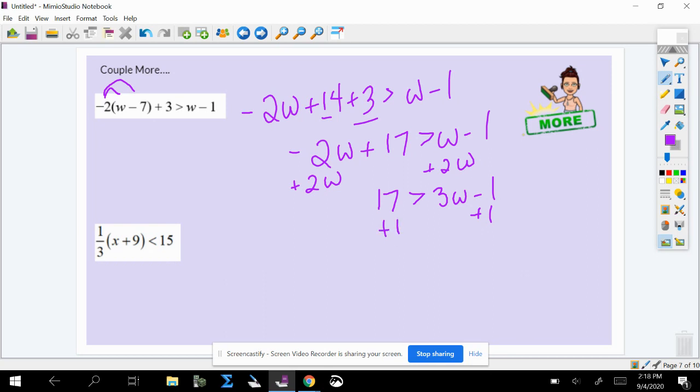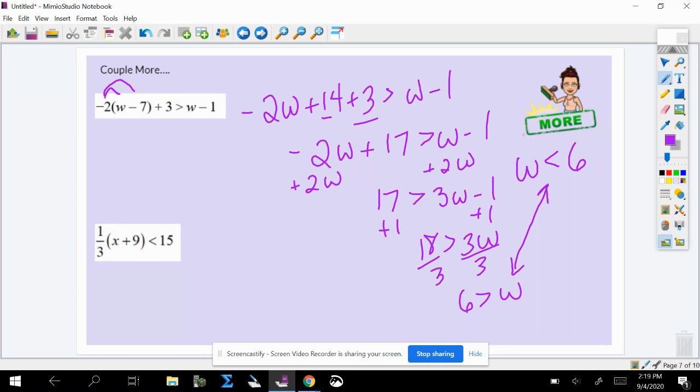Add 1. And then finally divide by 3. So here's what I want to show you. A lot of times when you get an answer like this, students don't like that the variable isn't first. Instead of saying 6 is greater than w, you want the w to come first. You can kind of flip this around. 6 is greater than w is the same as saying that w is less than 6. So these two things mean the same thing. They're just two set notations for the exact same answer. 6 greater than w or w less than 6.